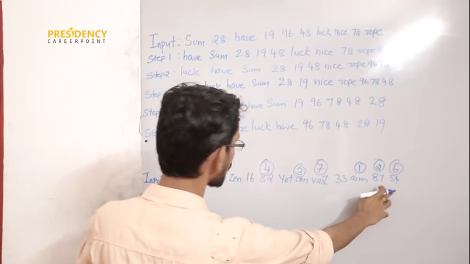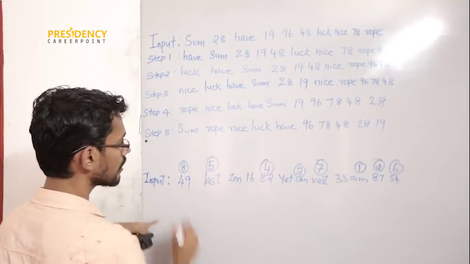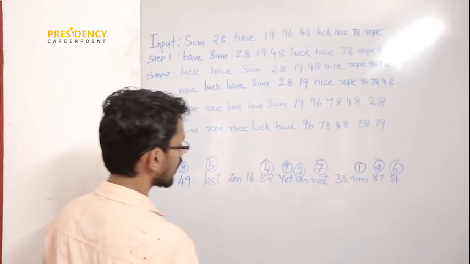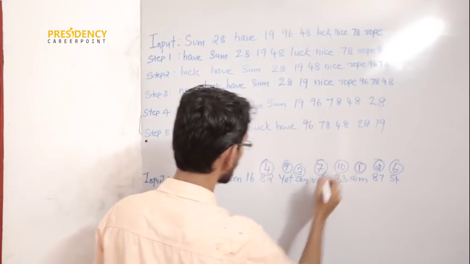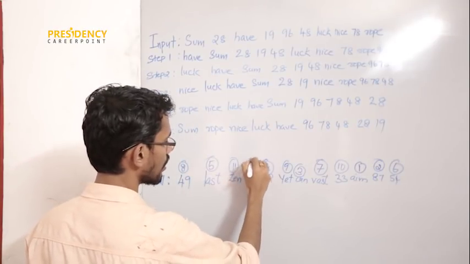8 goes to, after 54 the largest number is 49. So we are putting 8 here. Now 9 for yet, 10, 33, 11, 10, 16, 12.